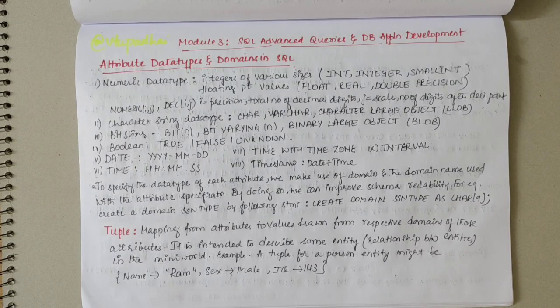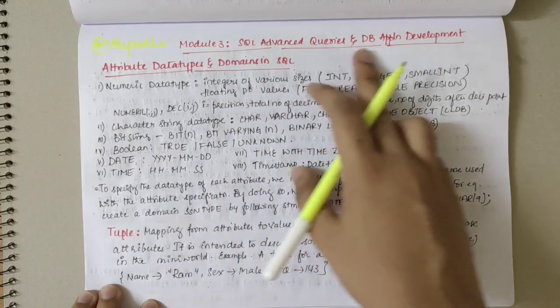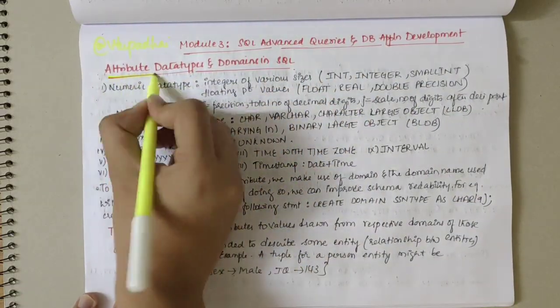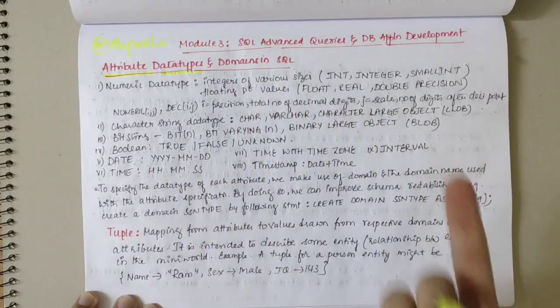In this video, we'll be looking into the important concepts of third module. In the previous video, I had explained about the important questions module wise. As an extension to that, in this video, I'll be discussing the answers of third module, SQL advanced queries and database application development. Starting from the attribute data types and domains in SQL.